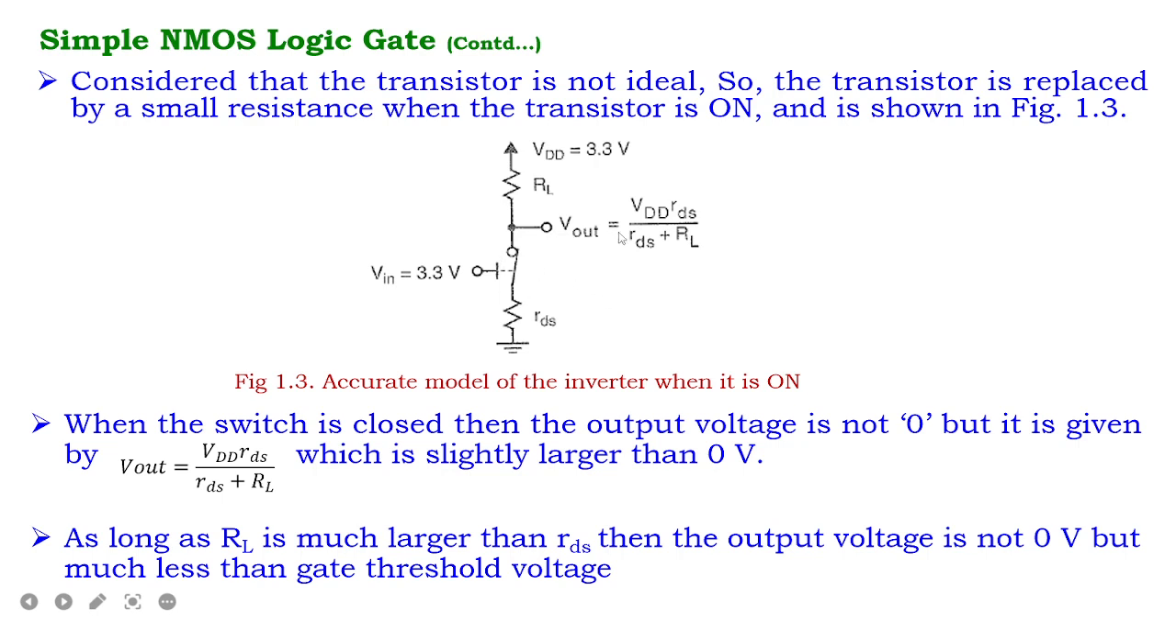It is equal to VDD, that is the supplied voltage, times RDS, because we are taking the voltage drop across RDS, divided by the total resistance between VDD and the ground, that is RL plus RDS. When the switch is closed, the output voltage is not zero. It is given by Vout equal to VDD times RDS divided by RDS plus RL, which is slightly larger than zero voltage. As long as RL is much higher than RDS, the output voltage is not zero, but much less than the gate threshold voltage.